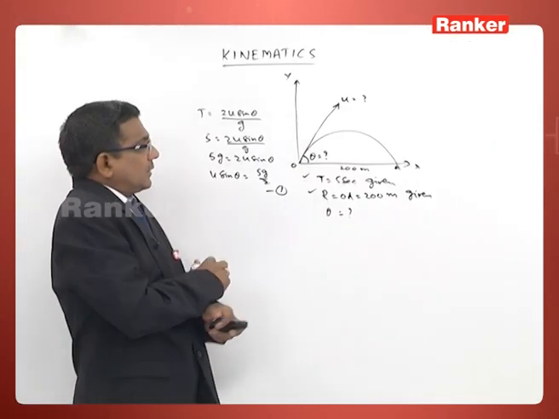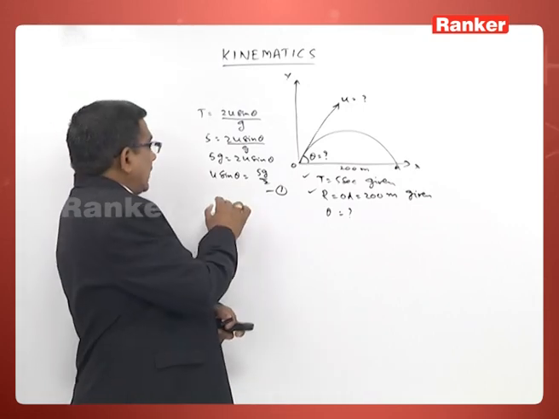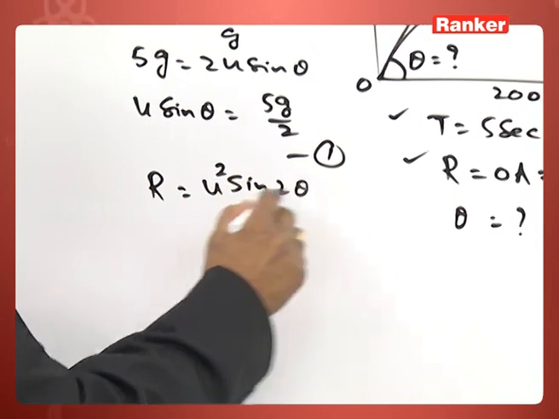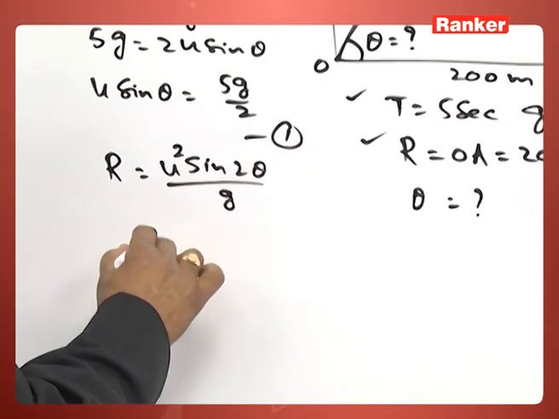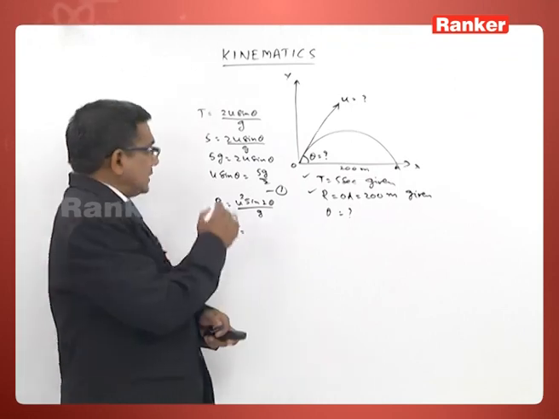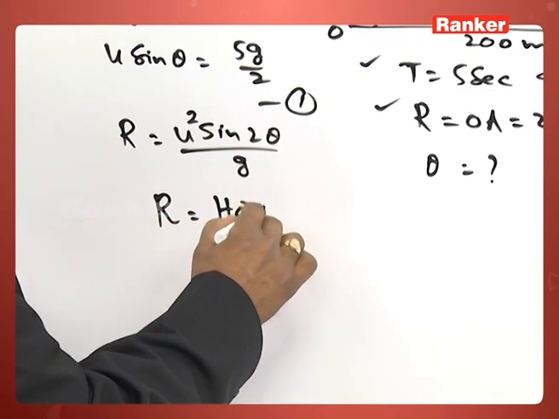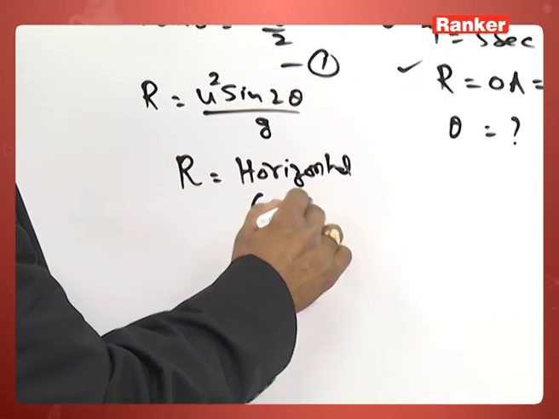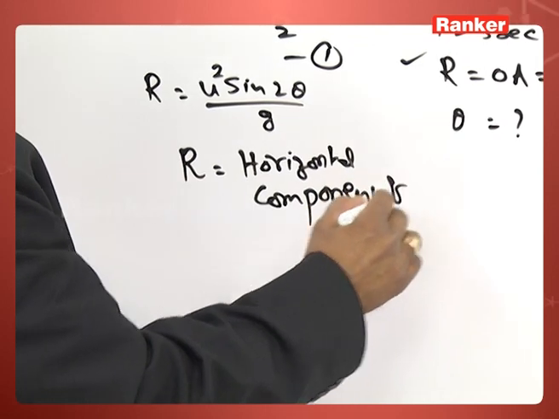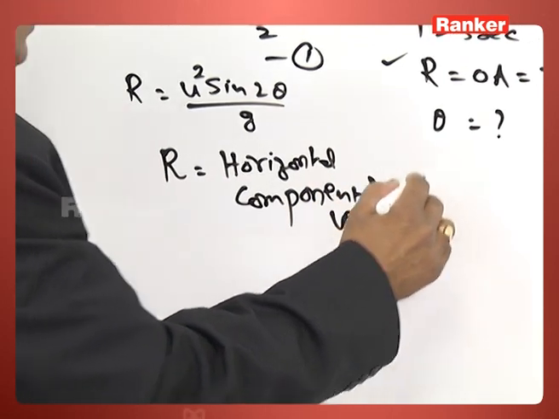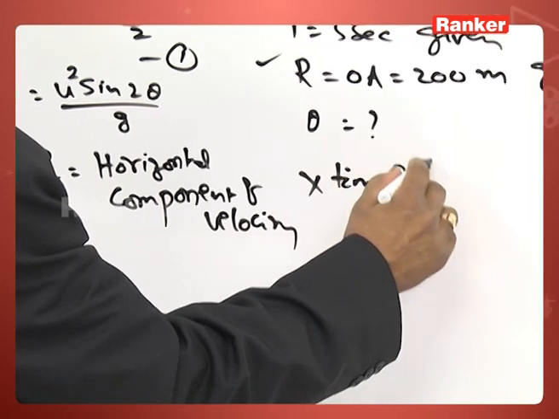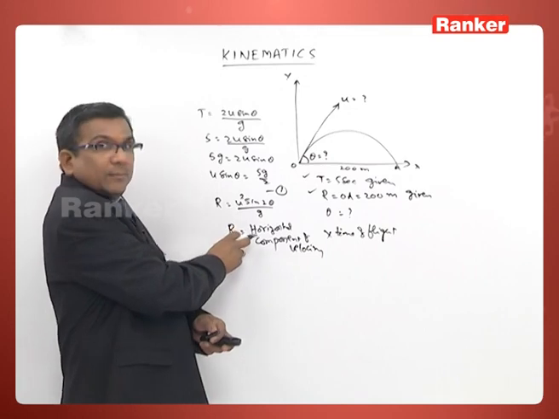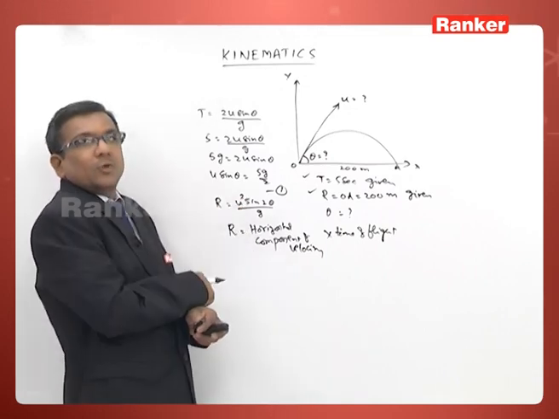Next, the range is given. What is the formula for range? Range we know, R = u squared sin 2 theta by g. But here we write range like this. R is equal to horizontal component of velocity into time of flight. This you might be knowing. It is better if you write this formula. This is the basic formula. From this formula we obtained the other formula, if you remember the derivation.